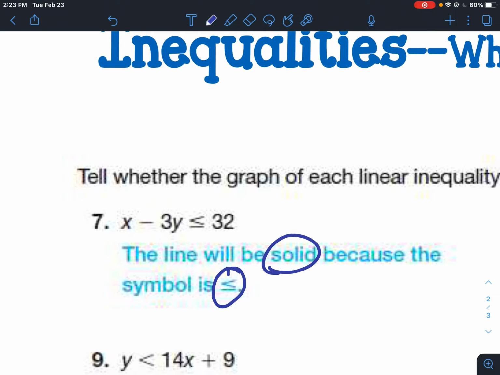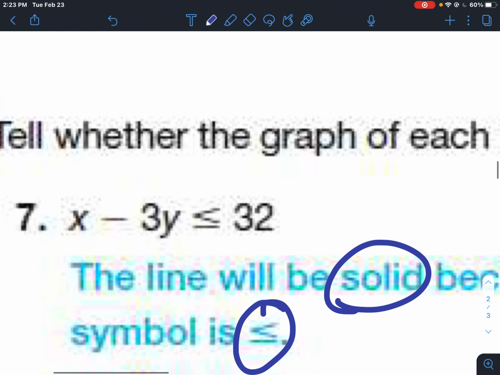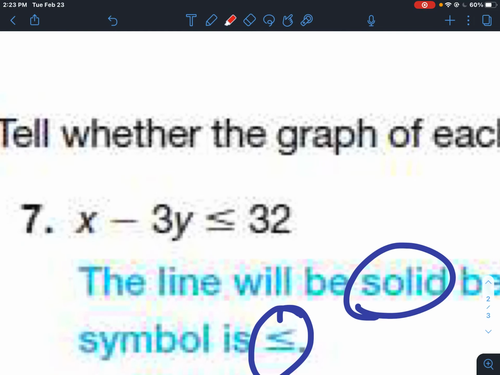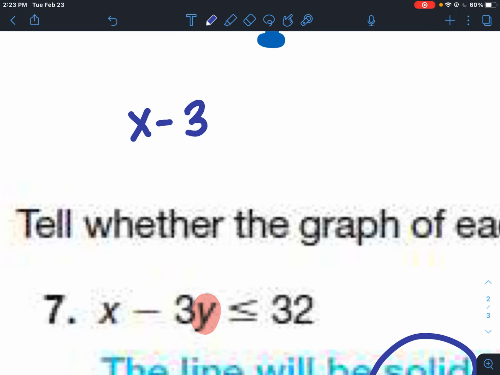I also want you to go just one step further and tell me where it will be shaded. Will it be shaded above or below the line? And for that, you will need to write it in slope-intercept form. We can only use these tricks if it's written in slope-intercept form. So I am going to have to solve for y. Okay, so let's see. I'll solve up here. x minus 3y less than or equal to 32.